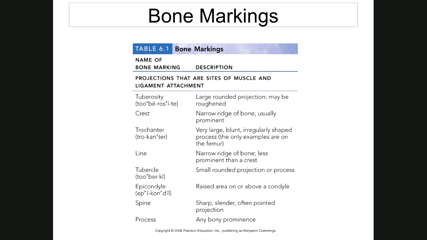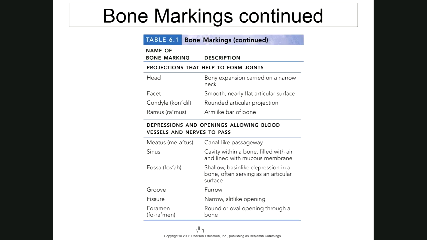We have one called, let me see if it's on the next slide, ramus, R-A-M-U-S, arm-like bar of a bone. It means a branch. It's a branch off of a bone, an extension of a bone making an angle to the rest of the structure.